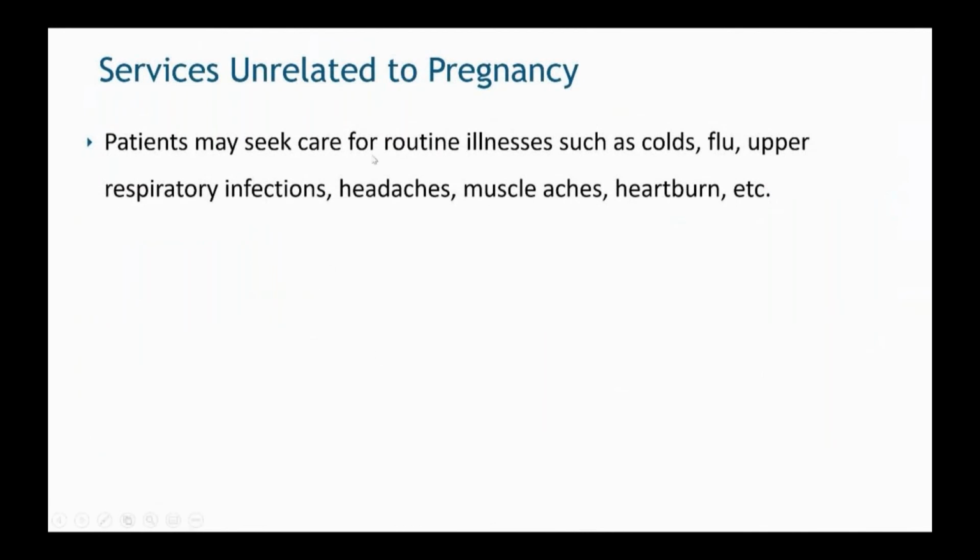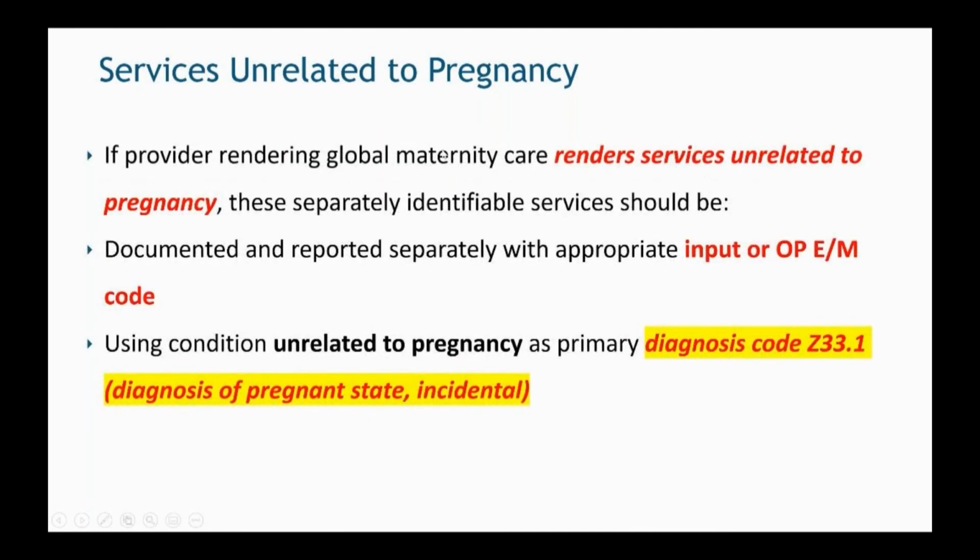Patients may seek care for routine illnesses such as cold and flu, and those are services unrelated to the pregnancy, where you can use the E&M codes. Document and report those separately related illnesses and bill for those using the E&M codes, as I mentioned here. Unrelated to the pregnancy, again, make sure you put the right diagnoses. One diagnosis code, Z33.1, is diagnosis of pregnant state incidental.